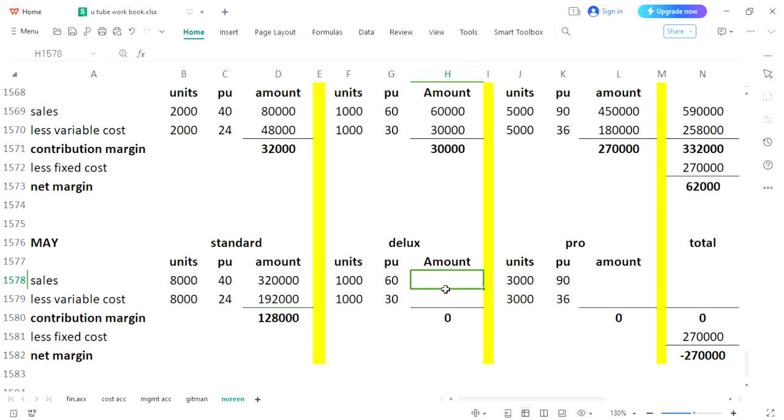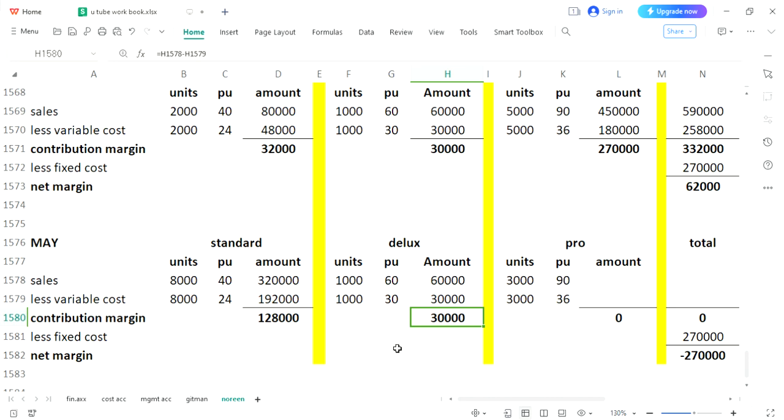Then we will come to deluxe product. We have number of units of deluxe 1,000 for May, and it would be multiplied by per unit, which is 60 selling price. We have got total sale for deluxe in the month of May. Now we will be calculating variable cost for deluxe in the month of May. Number of unit 1,000, per unit cost 30. So we have got variable cost as well.